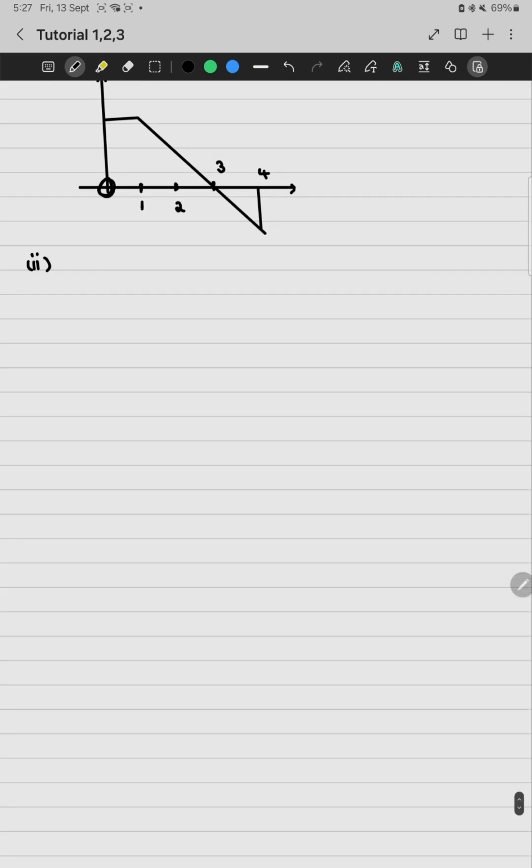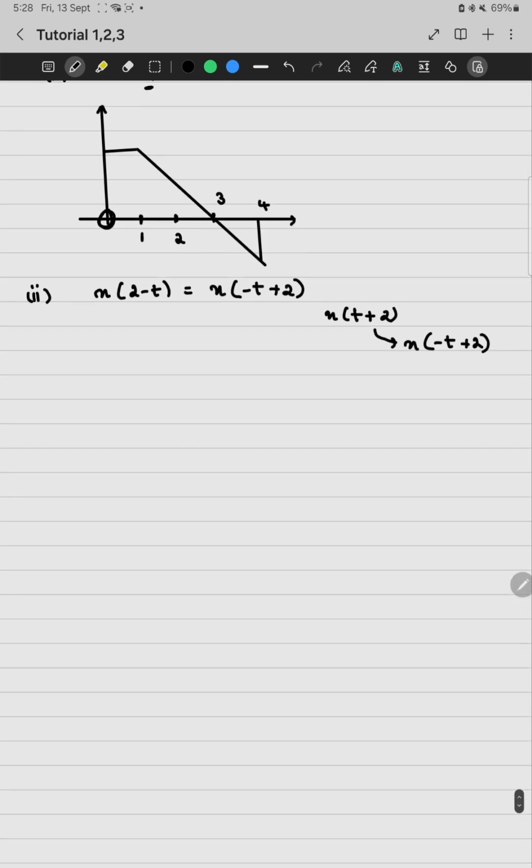Then the second question is x of 2 minus t, which is nothing but x of minus t plus 2. So here you cannot take the entire minus as common and give this also a minus symbol. It doesn't work like that in signals. So first we will try to draw x of t plus 2, and when you reverse x of t plus 2, you get x of minus t plus 2. That's how signals work.